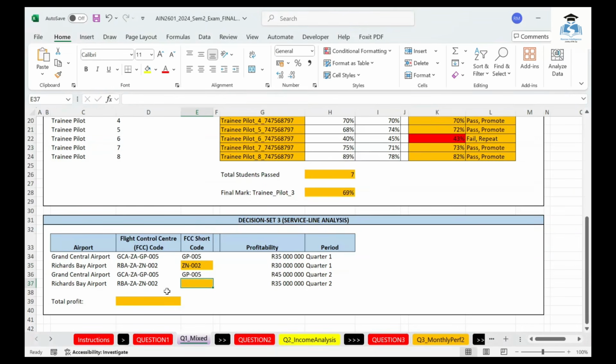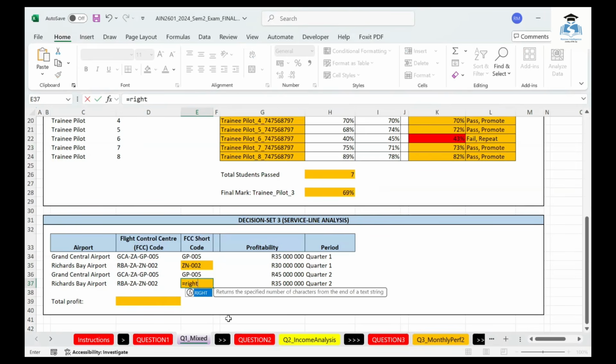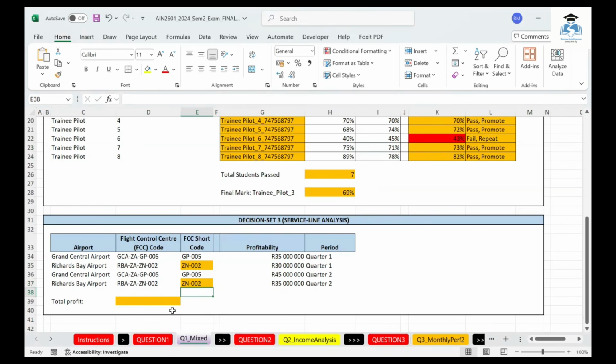So now we know that we are going to use what? Equals, right? Then the text, then it's 6. Then we get this one.